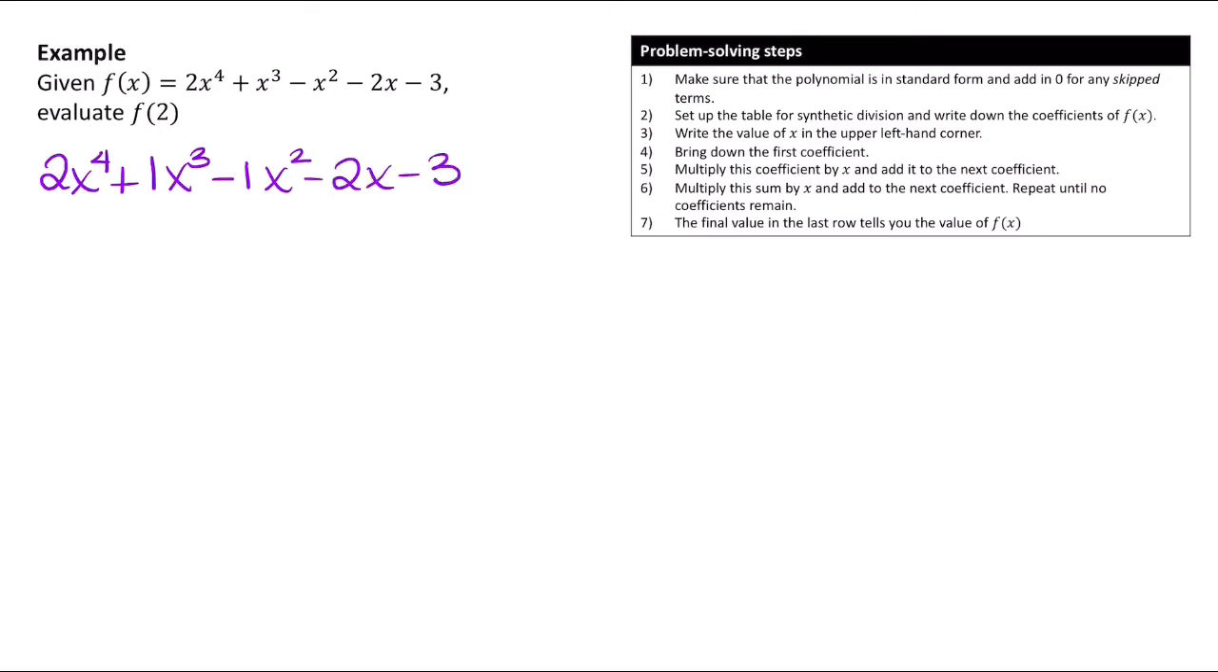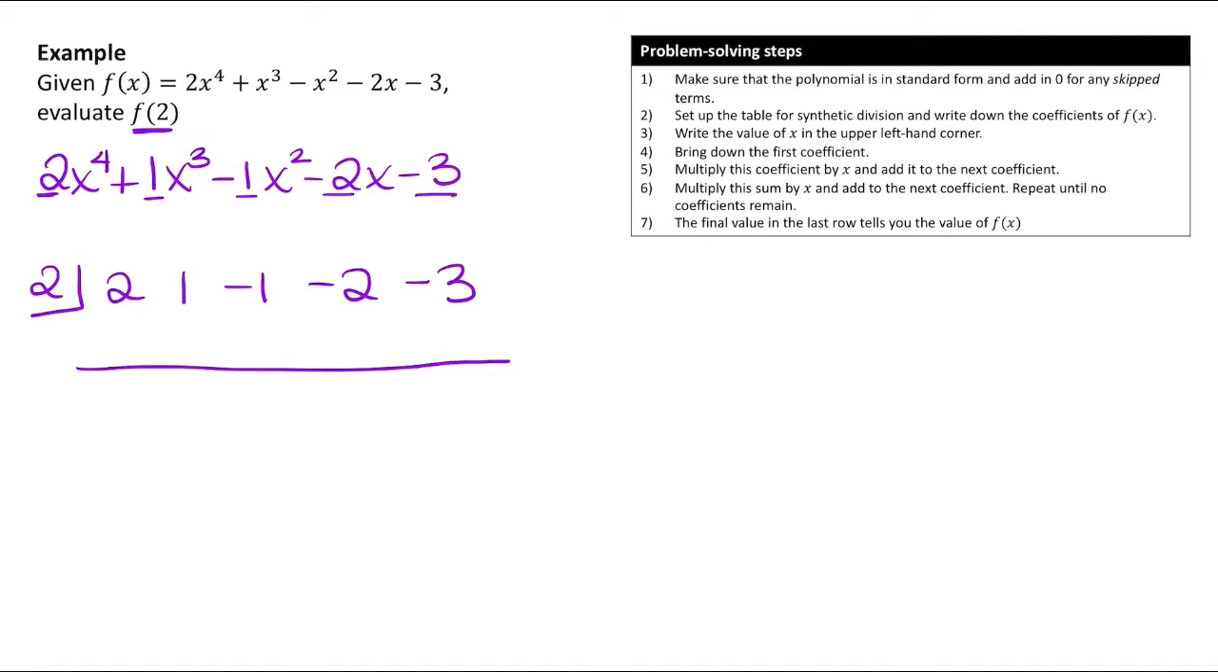So now let's set up our synthetic division. This 2 is going to go in the upper left-hand corner because that's what I'm trying to evaluate. And then let's write out the coefficients of f of x. So we have 2, 1, negative 1, negative 2, and minus 3. So now let's go ahead and do our synthetic division.